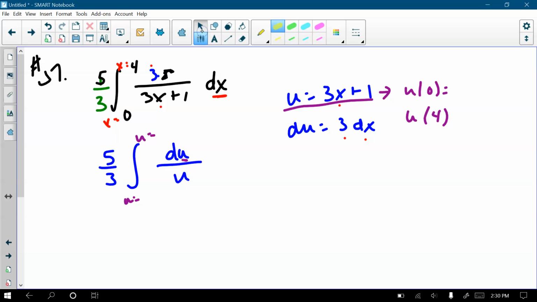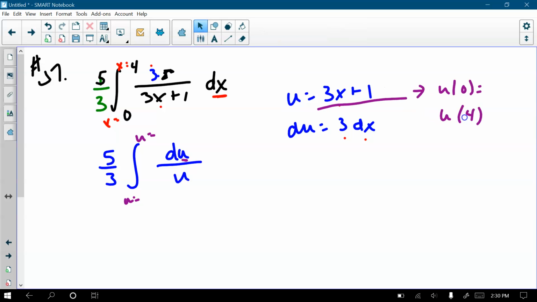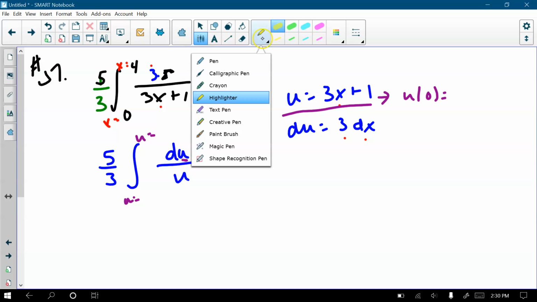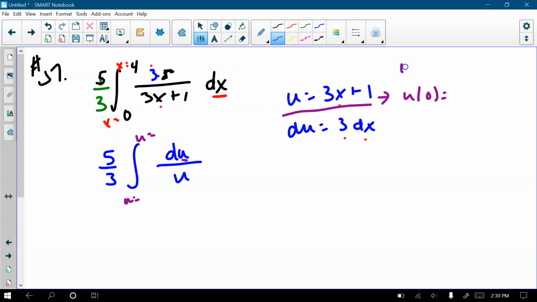And actually, I'm going to switch that order. Let's see, well, let me switch. Nope. Okay, I'll erase it. I'm going to switch this order just so you can see top and bottom. I don't know if you necessarily need that. I'm going to do it anyway. Okay, so u of 0 is equal to 1, because I did 3 times 0 plus 1, and u of 4 looks like it's going to be 13.